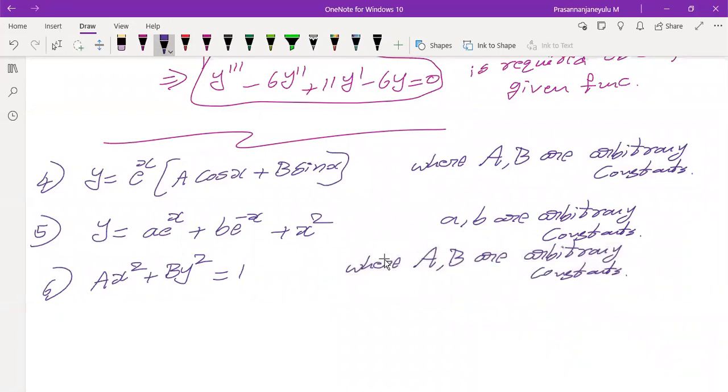Okay, so like this, you try for more problems, but still I'm going to discuss different types of problems. Here, if you observe, 3 problems we discussed and 3 problems I gave for practice. For all these 6 problems, they gave an equation or given function. For that equation or function, we need to find the differential equation.